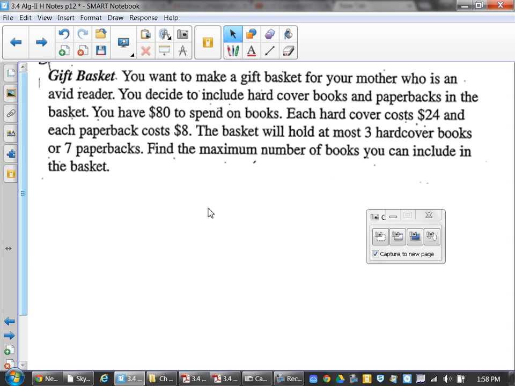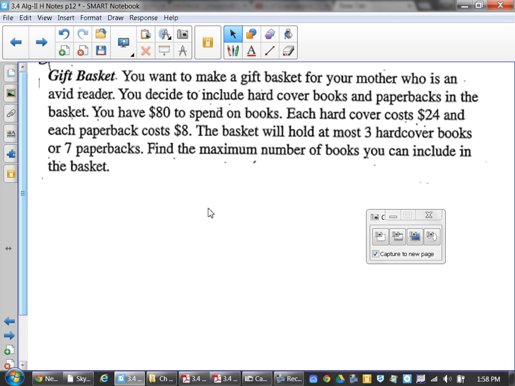To count books. How do you count books? 1, 2, 3. Yeah, 1 little, 2 little, 3 little books. Yeah, exactly. When you're doing that, do you have any multiplier to the books? No. The multiplier in this case deals with the cost. You're not trying to maximize cost here at all, are you? No, you're just trying to get the most books in the basket.